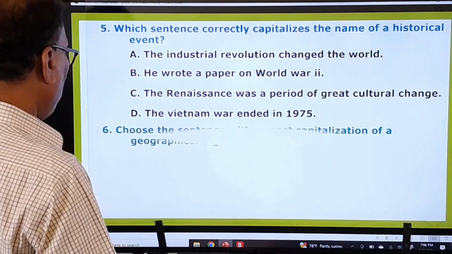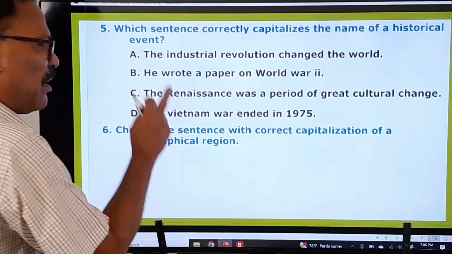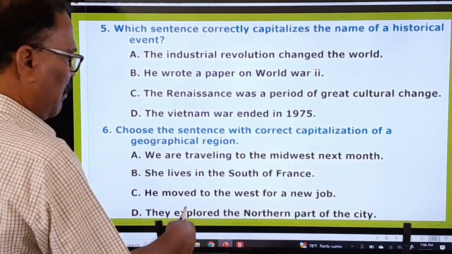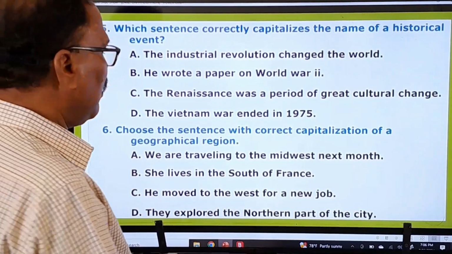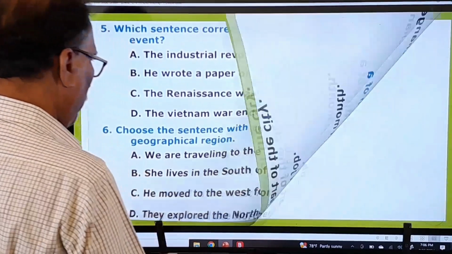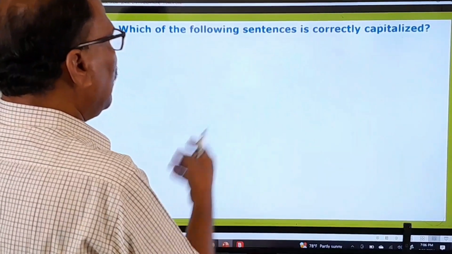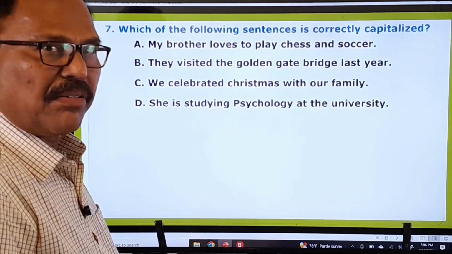And you go to the sixth one. Choose the sentence with the correct capitalization of a geographical region. Okay, right. Options are given here. These are the four options. Choose the right one. Okay. Now let's move on to look at other questions. Which of the following sentences is correctly capitalized? Read them carefully and find out the correct one.